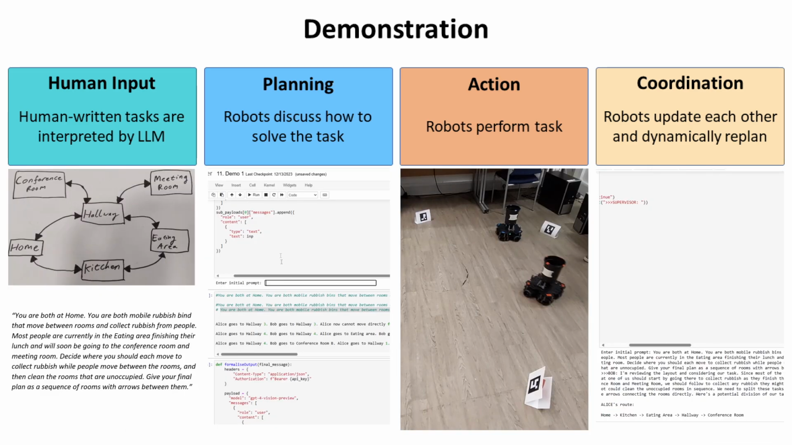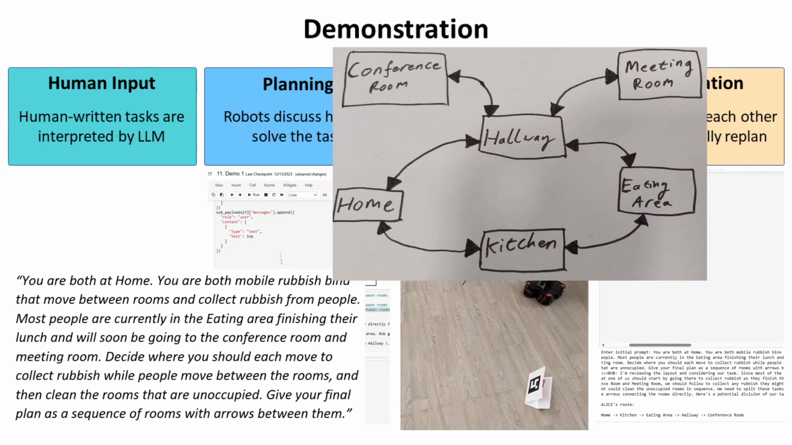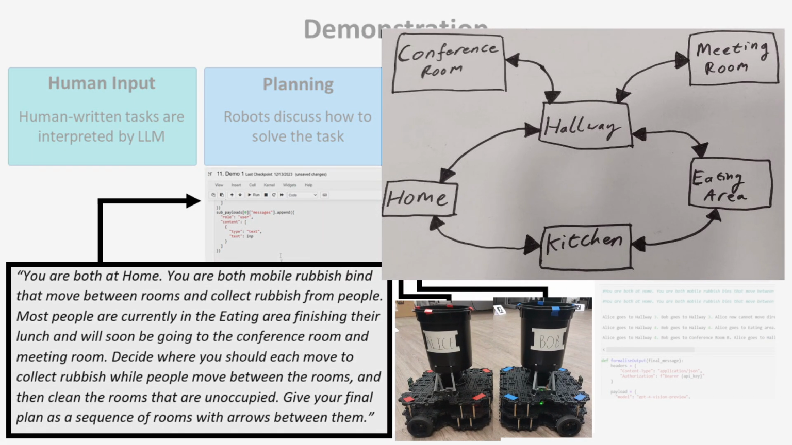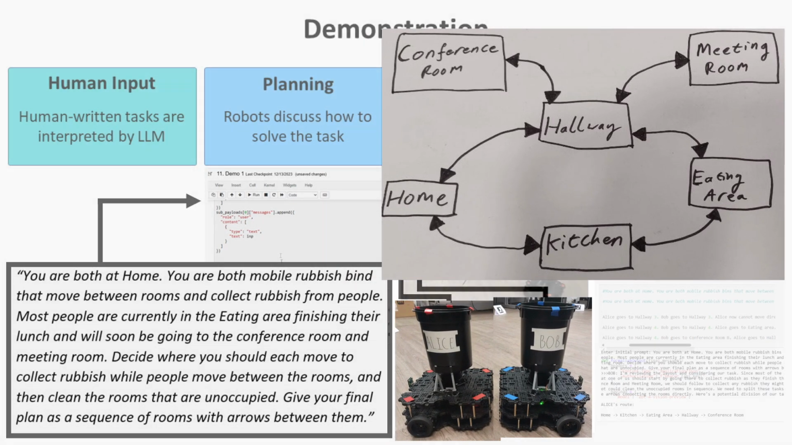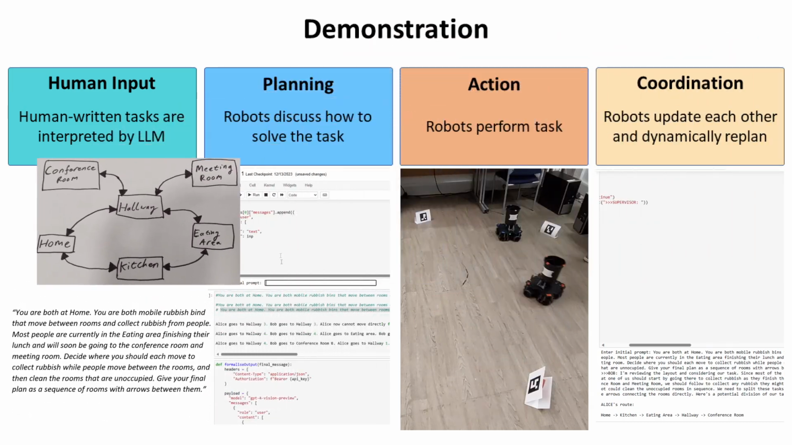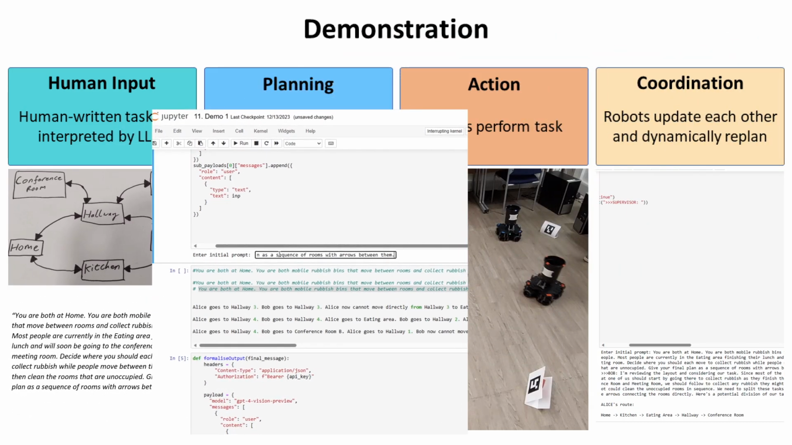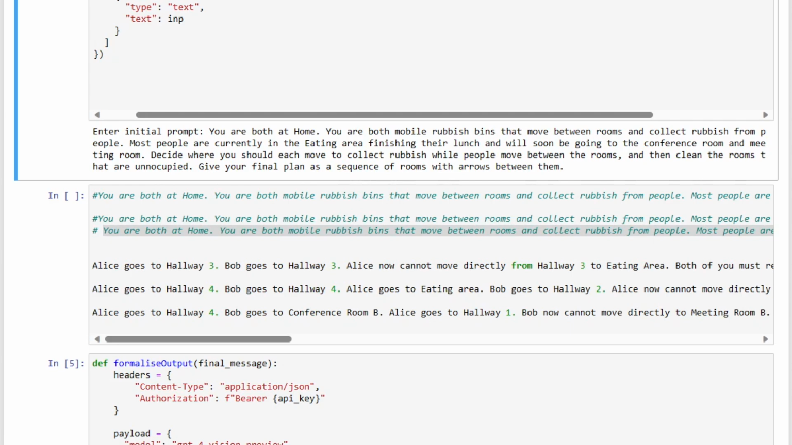We will be demonstrating this as follows. Firstly, a human can write out a task in natural language, and we can provide the agents with a map hand-drawn of the environment and mark it somehow on the floor if we wish. Secondly, the language models will then take this task as a plan, along with a bit of instruction on how to debate. You can see that it's there in the initial prompt section.